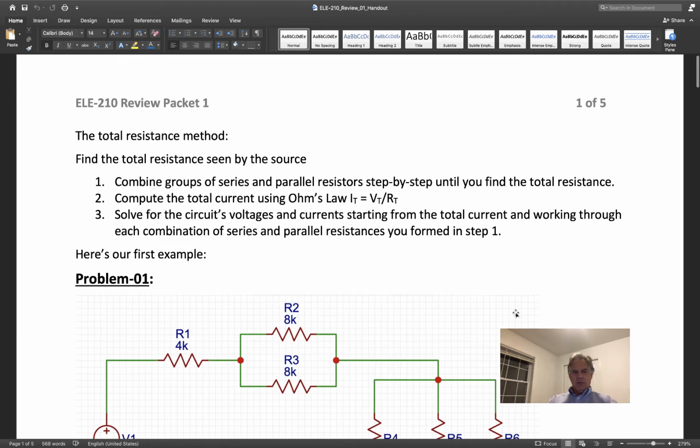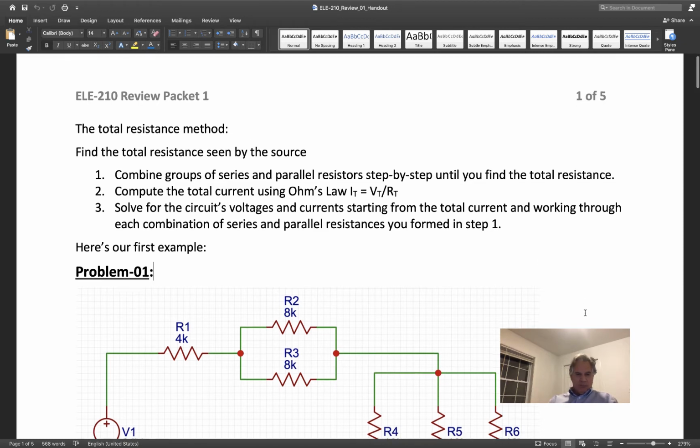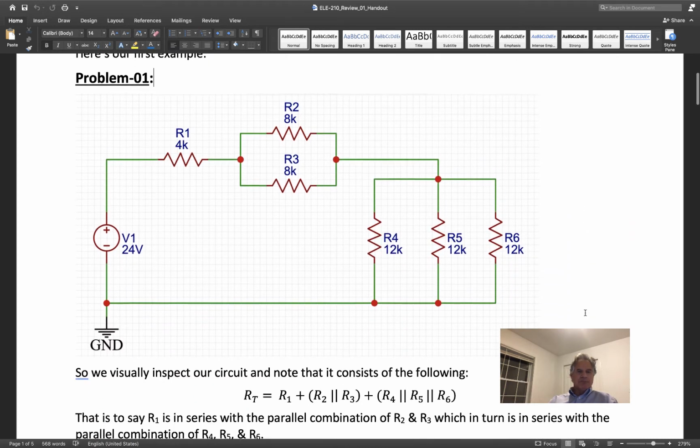We'll start out at first with the total resistance method, and obviously the way that works, we want to combine groups of series and parallel resistors step by step to get the total resistance. We compute the total current using Ohm's law, and then we solve for the rest of the circuit's voltages and currents, starting from the total current and working through each combination of series and parallel clumps of resistors that you formed in step 1.